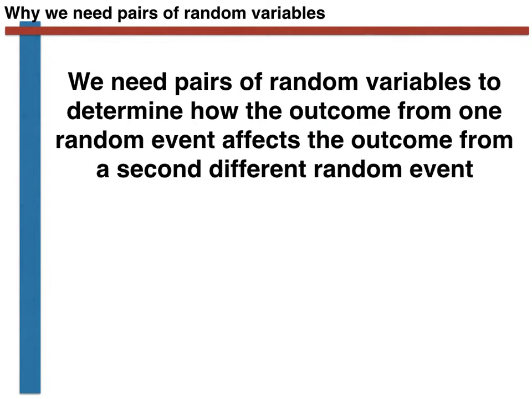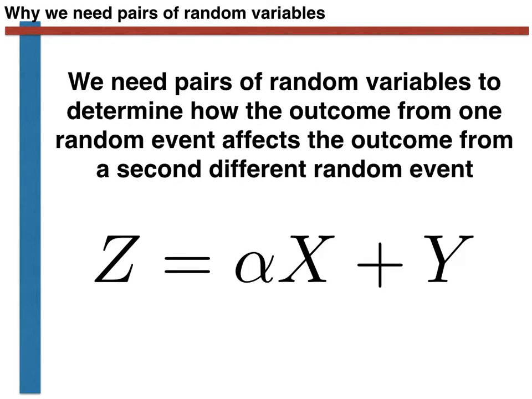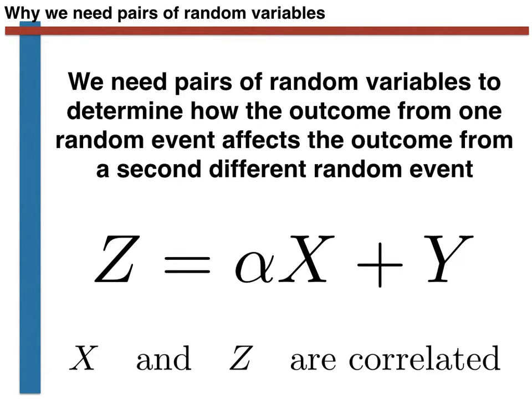The answer to this question is that we need pairs of random variables to determine how the outcome from one random event affects the outcome from a second different random event. In particular, for many problems, we write a random variable capital Z as a linear function of two further random variables capital X and capital Y as shown. When we write expressions like this one, we say that Z and X are correlated and that Y represents some random noise.